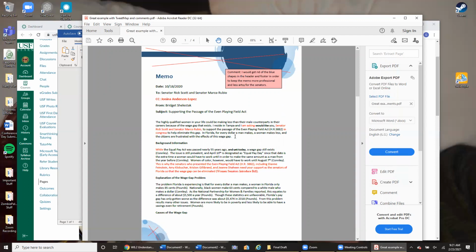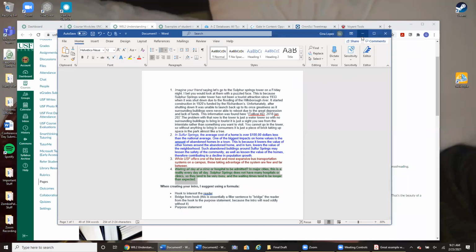We see this one from this student sample is pretty short. I don't know, maybe 4-ish sentences. But they followed the formula. They hooked in the reader. They bridged it. I don't know about how well they bridged it. And then they have a purpose statement there. So that's what you're looking to do. And that's part of getting that draft ready, a solid intro.